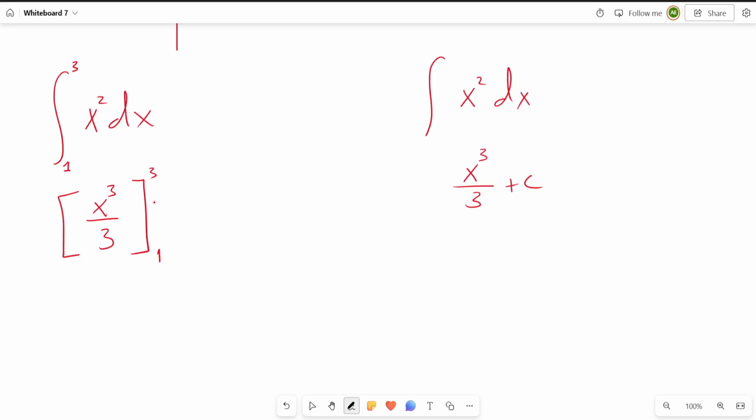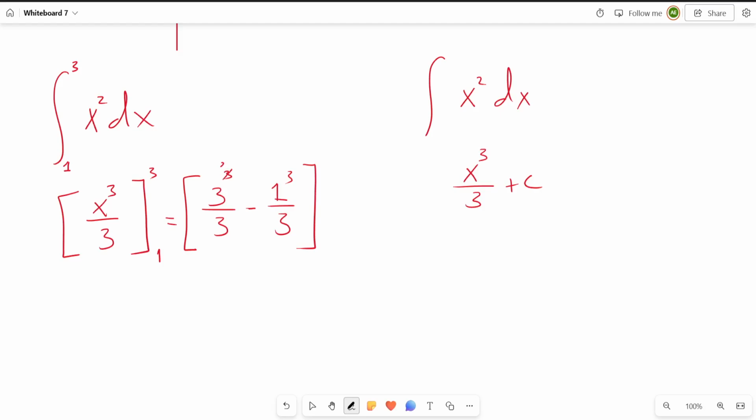Okay, what does that mean? It means that we need to substitute 3 in every x, and then minus substituting 1 in every x. First we're going to substitute the upper bound, so 3 instead of x, so 3 cubed over 3, and then we subtract the lower bound substituted into x. So instead of x it's going to be the lower bound, which is 1 cubed over 3.